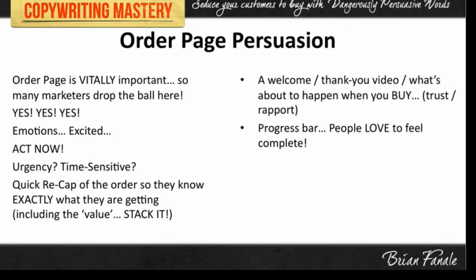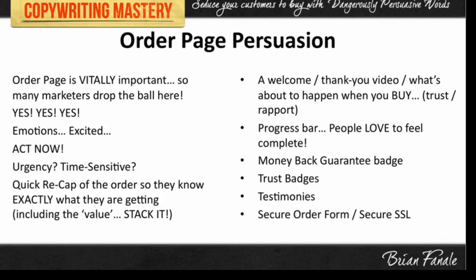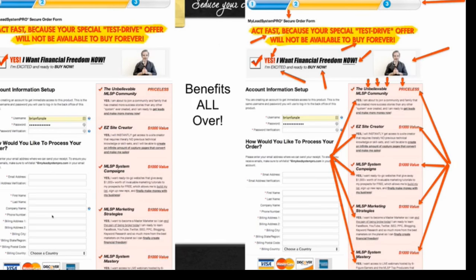Progress bar, and you'll see this in one-time offers as well. People love to feel complete. They want that progress bar complete. Let them complete it, i.e. pay you. Money back guarantee badges, trust badges, I'll show you what those are, testimonies all day, secure order form, secure SSL. Yes, all this stuff should be on your order page, and this is what it looks like.